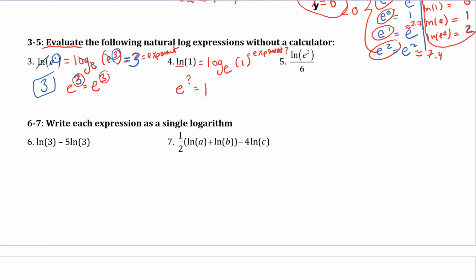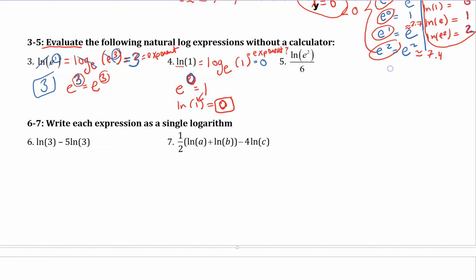Well, the only number you can raise something to, to get 1, is 0. E to the 0 power equals 1. So you kind of have to think backward, but that's how we do this. So e to the 0 power is 1, so therefore ln of 1 is 0. Because the log is the exponent, and e to the exponent of 0 equals 1, which is the result. Therefore, the exponent was 0.